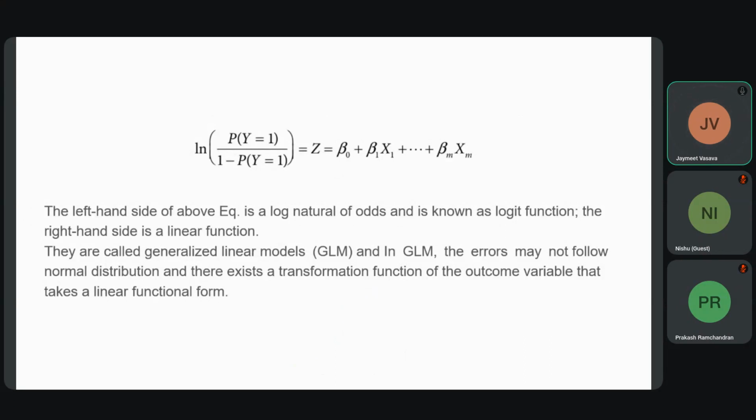So the left hand side of the above equation is the natural log of odds and is known as the logit function. The right hand side is a linear function. They are called generalized linear models, or GLM, and in GLM, the errors may not follow normal distribution, and there exists a transformation function of the outcome variable that takes a linear functional form.